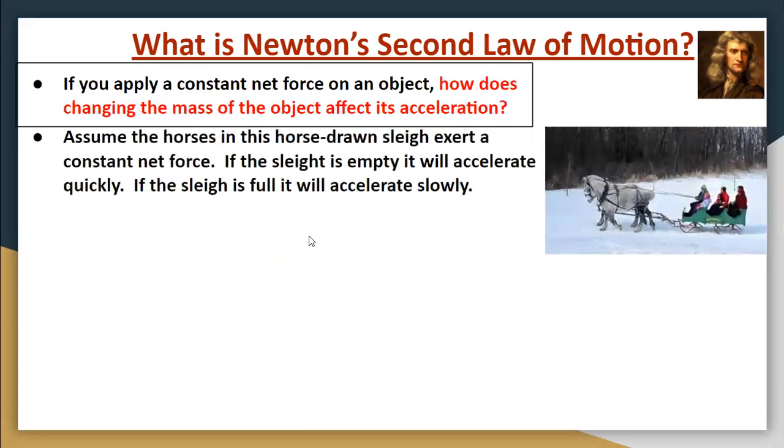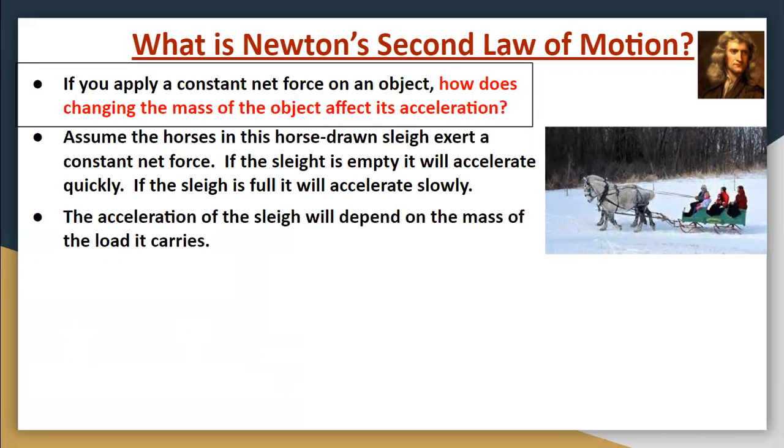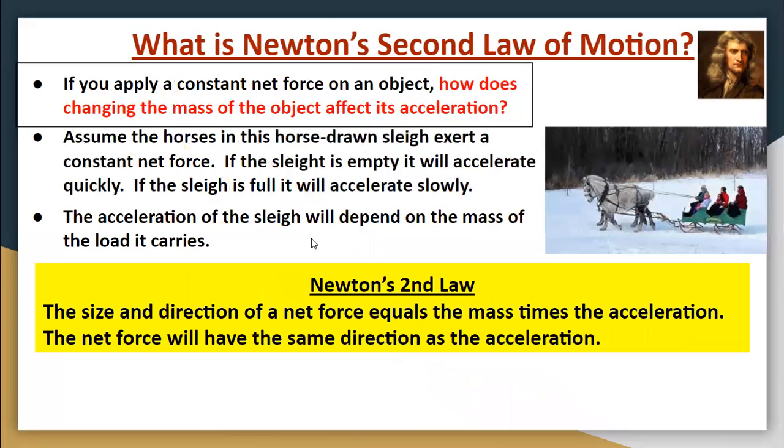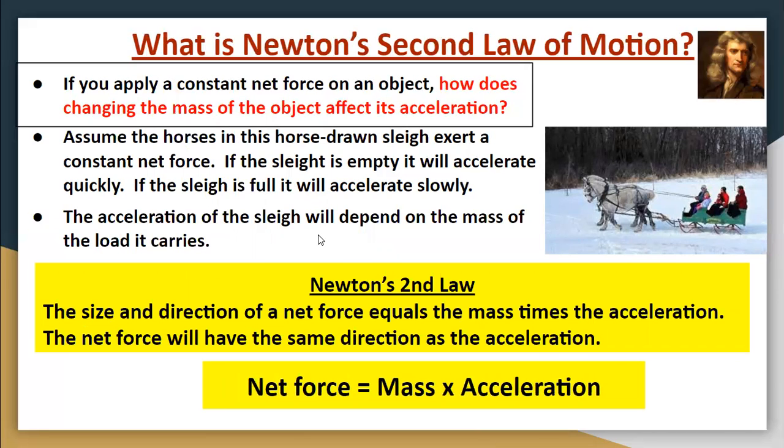So assume the horse in this horse-drawn sleigh exerts a constant net force. If the sleigh is empty, it will accelerate quickly, right? If the sleigh is full, it will accelerate slowly. The acceleration of the sleigh will depend on the mass of the load it carries. So Newton's second law says the size and direction of a net force equals the mass times the acceleration. The net force will have the same direction as the acceleration. So there's a formula for Newton's second law. Net force is equal to mass times acceleration. How far it's going per second, or whatever the amount of time is you're using, and then the mass.